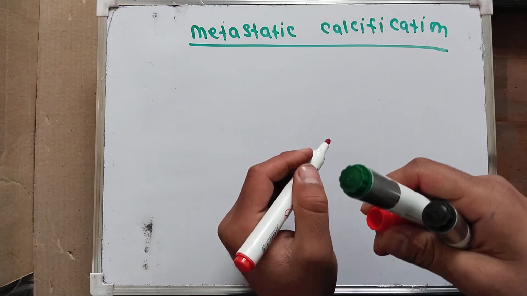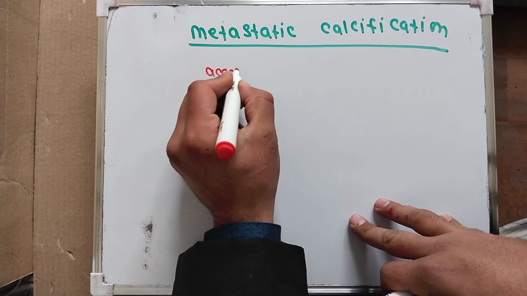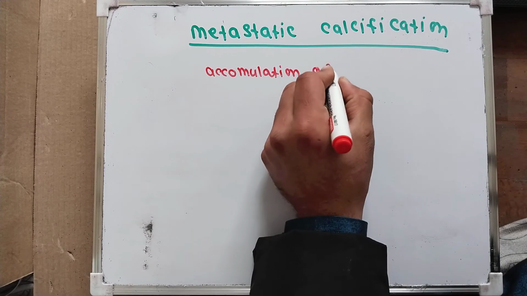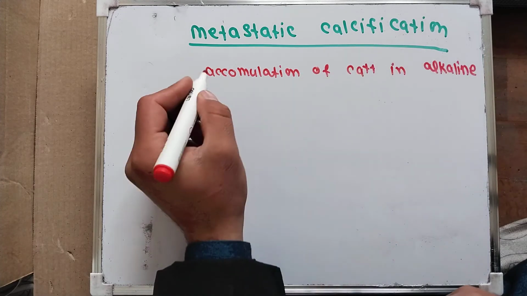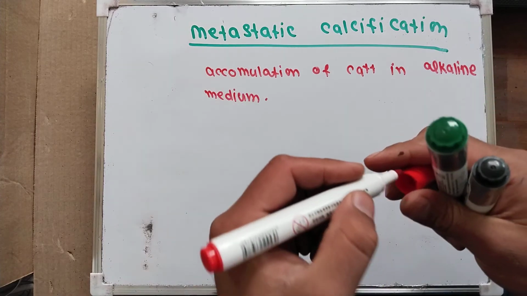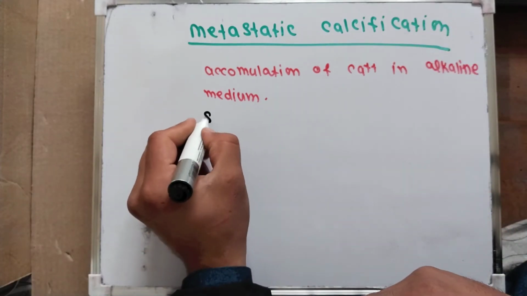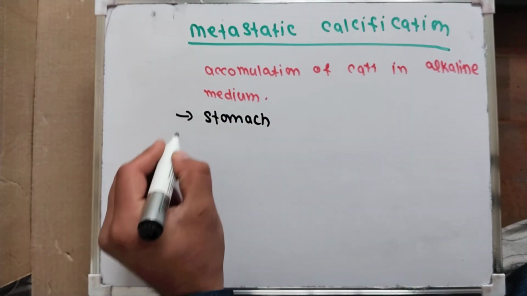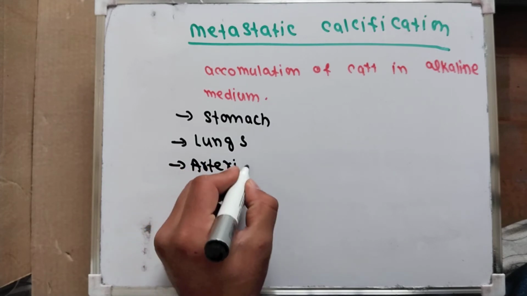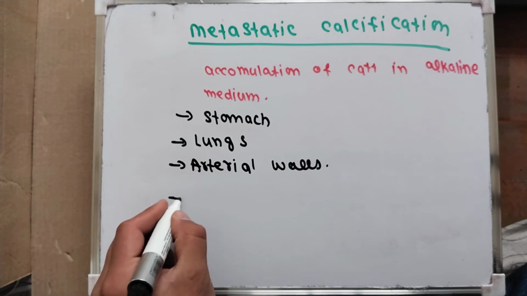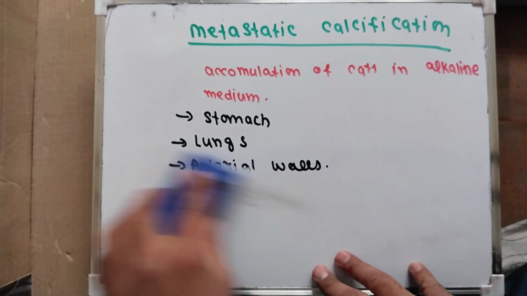Now we will discuss another point which is known as metastatic calcification. It is the accumulation of calcium ion in alkaline medium. We have discussed that accumulation of calcium occurs in the alkaline medium. So any organ in the body which has an alkaline medium, in this organ accumulation of calcium will occur, and these organs include the stomach, interstitium, lungs, arterial walls of the arteries, and also the kidney. In these organs, accumulation of calcium will occur. We will discuss each one.